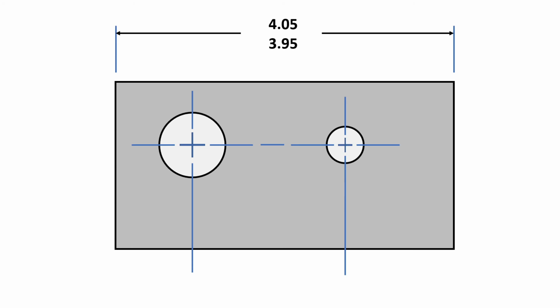So we call this style of tolerancing the limits of size, right? Where you physically will put the largest size and the smallest size stacked just like that on the print. And when you're dimensioning with limits of size, you're always going to put the larger dimension over top of the smaller dimension. That's important. Otherwise, it's not correct.